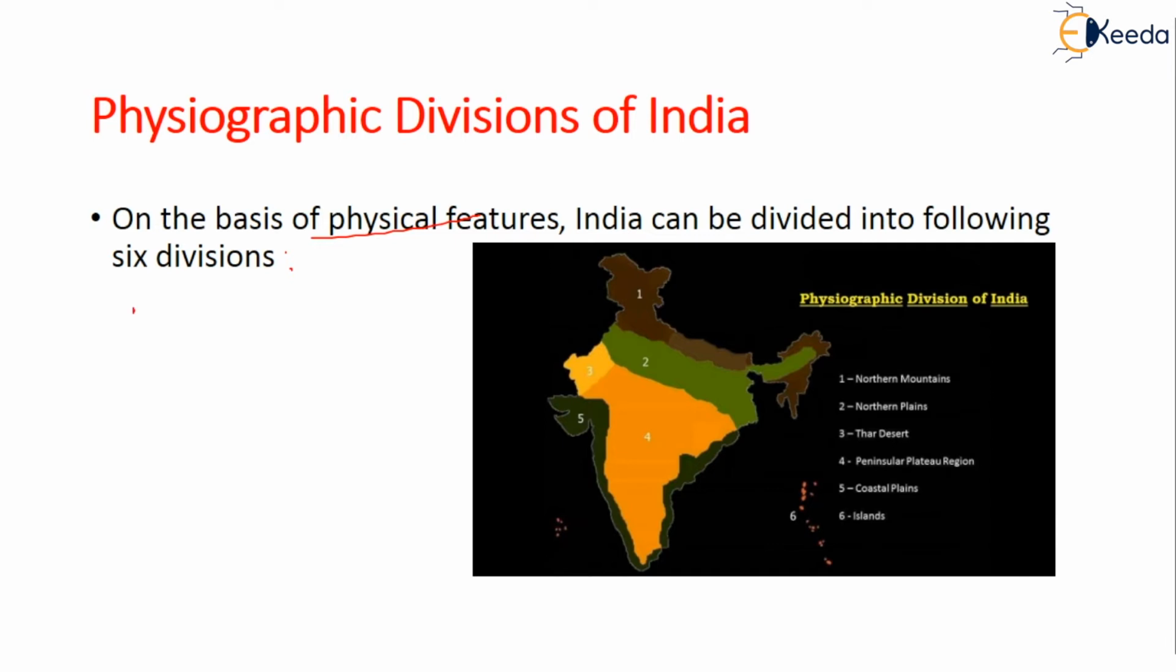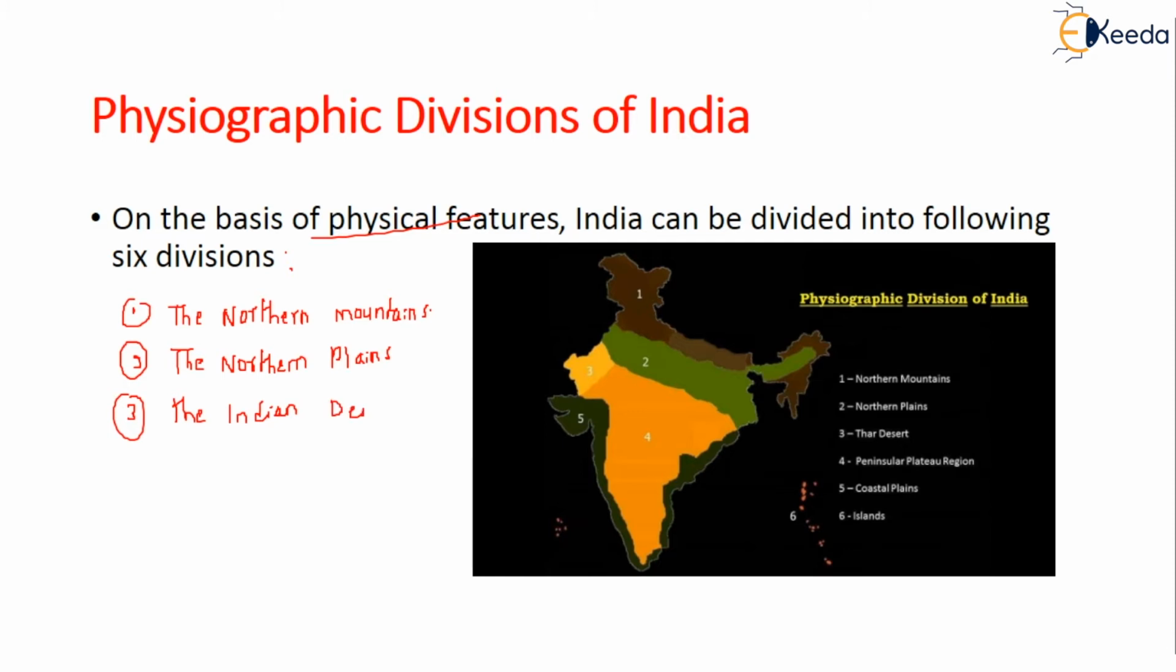Let me repeat. What is the first one? The northern mountains. What is the second one? The northern plains. What is the third one? The Indian desert. What is the fourth one? The peninsular plateau. What is the fifth one? The coastal plains. What is the sixth one? The islands.